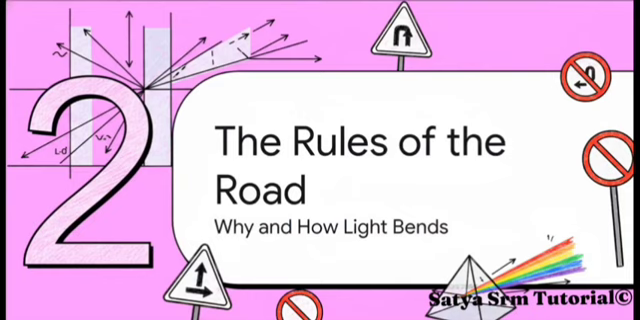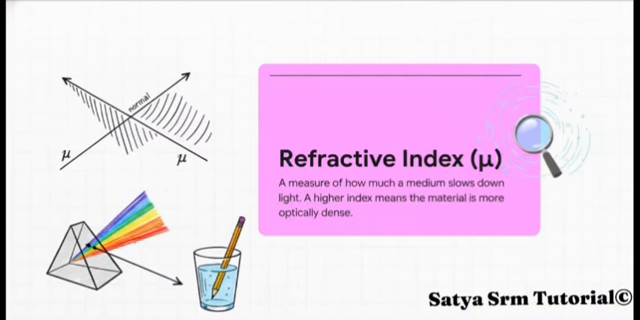Okay, so light changes speed. We get that. But the bending isn't just random, it follows some very specific, very predictable rules. So in this next part, let's look at the rules of the road that tell us exactly why and how light bends the way it does. And the key to all these rules is a concept called the refractive index.